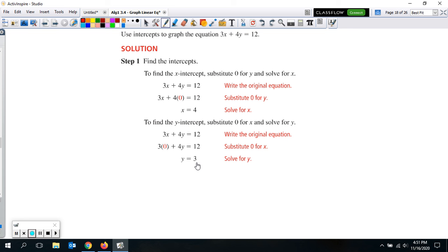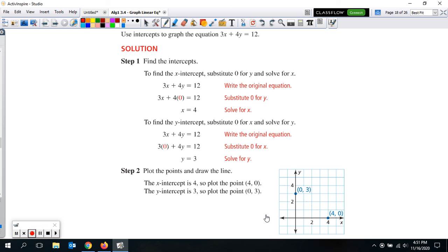So now you just go to your coordinate plane. If you need to draw a coordinate plane at some point on a piece of paper, or if you have graph paper or something like that, you draw your coordinate plane. You're going to plot both of these intercepts. Your x-intercept is 4, so you come over to 4 on the x-axis, which is 4, 0. So as an ordered pair, your x-intercept is 4, 0. For the y-intercept, you come up to 3 and plot a point on the y-axis, and the ordered pair there is 0, 3. And that's all you need, just 2 points to be able to draw a straight line.